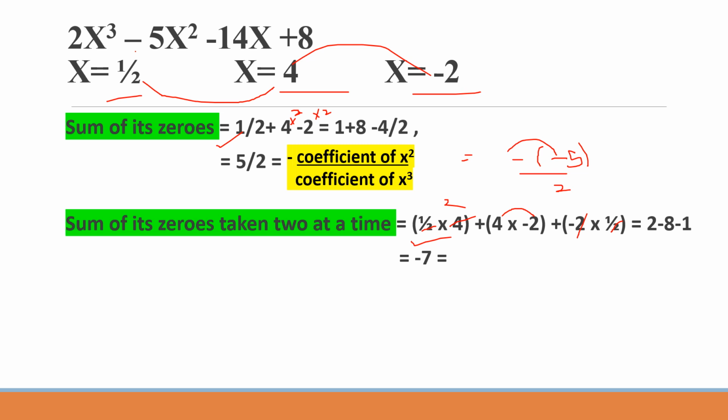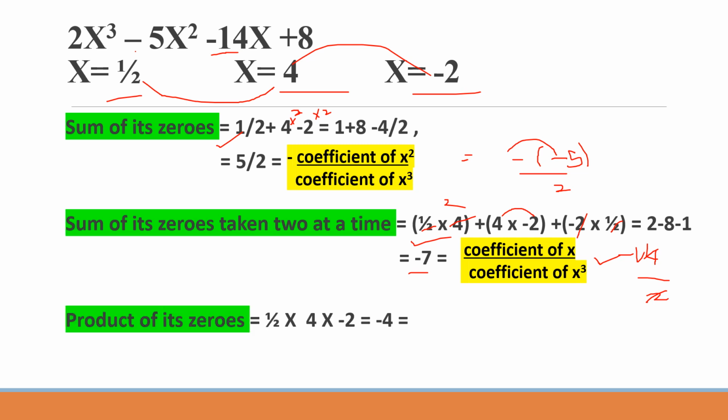So what will be the formula now? It is equal to coefficient of x divided by coefficient of x cube. The coefficient of x is minus 14. The coefficient of x cube is 2. When we cancel it out, we are getting minus 7. So the sum of zeros taken 2 at a time is coefficient of x divided by coefficient of x cube.